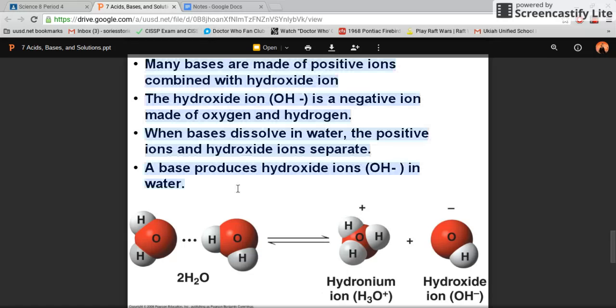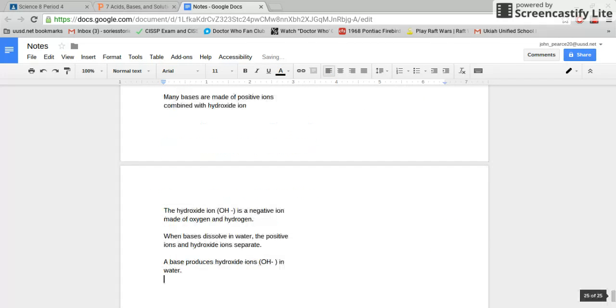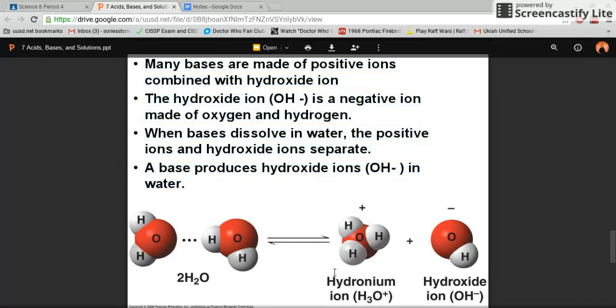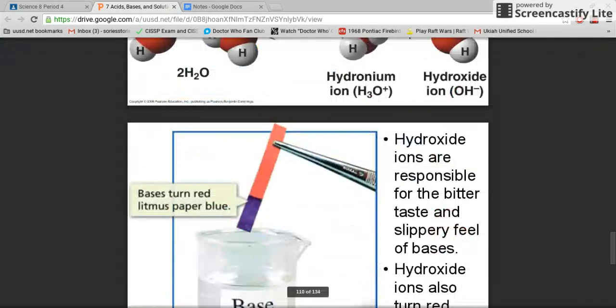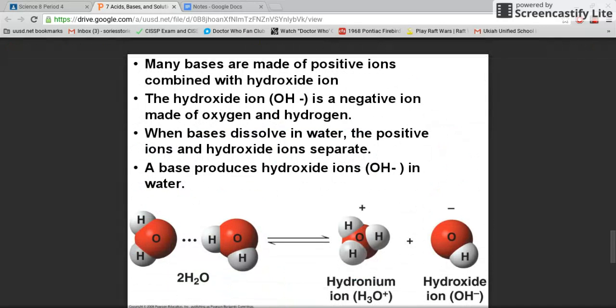Many bases are made up of positive ions combined with hydroxide ion. Hydroxide ion, OH negative, is a negative ion made of oxygen and hydrogen. When bases dissolve in water, the positive ions and the hydroxide ions separate out. A base produces hydroxide ions in water.